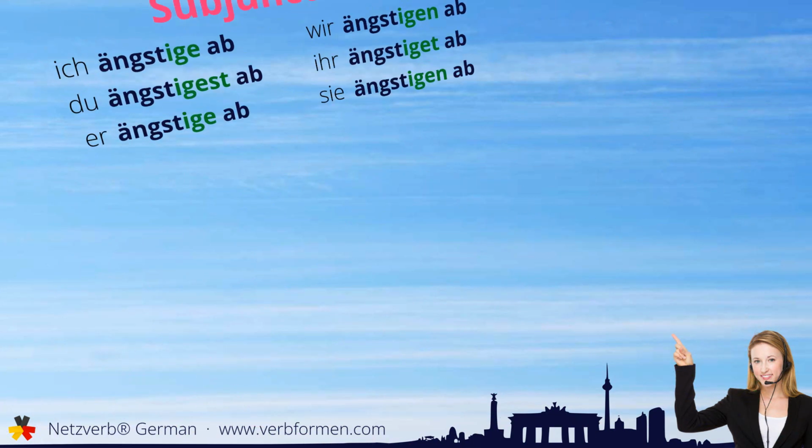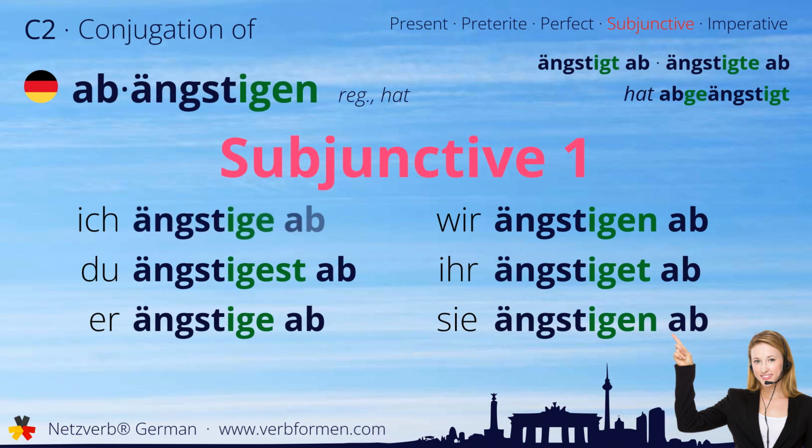Next up is the subjunctive one. Ich ängstige ab. Du ängstigest ab. Er ängstige ab. Wir ängstigen ab. Ihr ängstiget ab. Sie ängstigen ab.